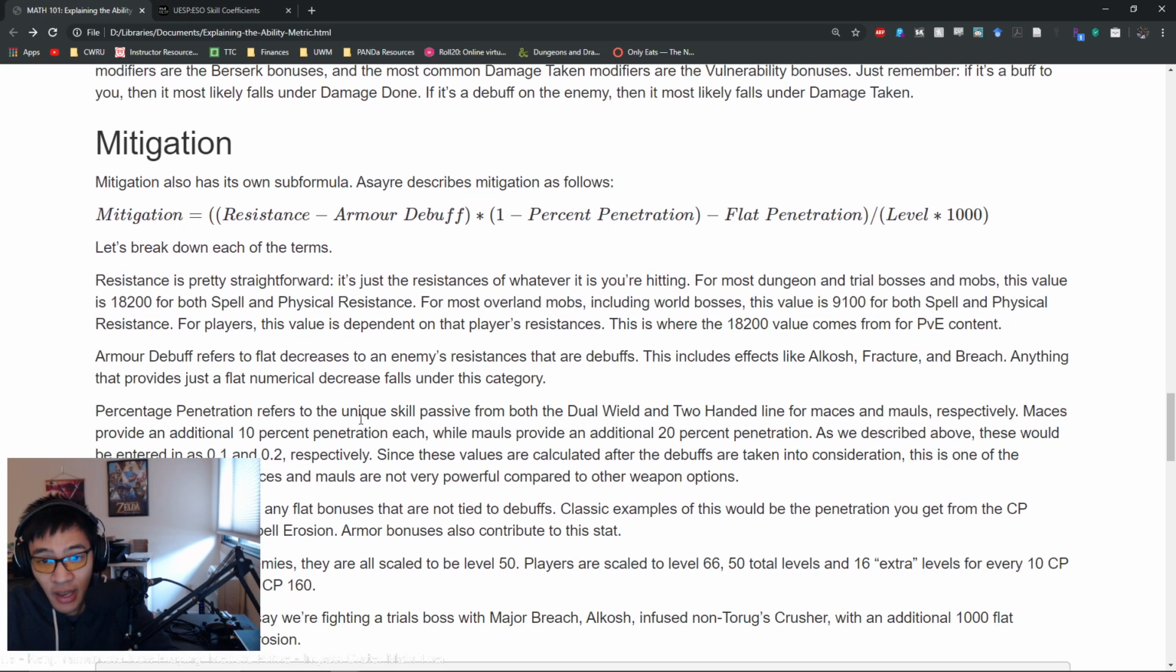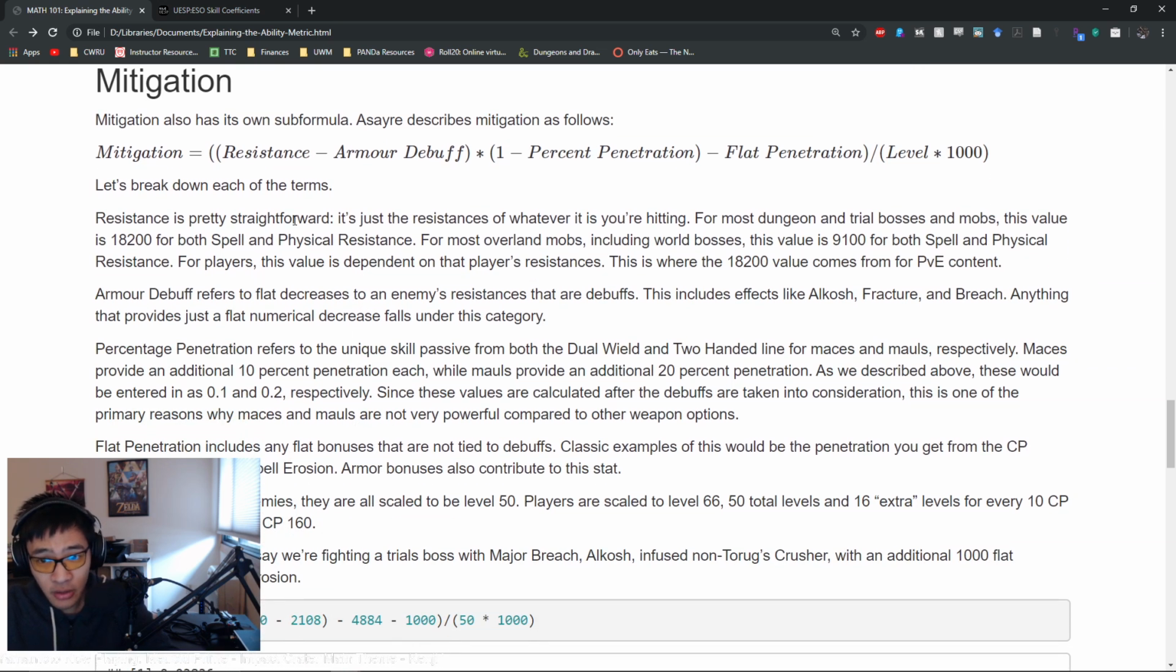The mitigation has its own sub-formula here, so this is the formula for mitigation. If we break down each of these terms, resistance is pretty straightforward. That's basically just the resistance of whatever it is you're hitting. So for PvP, it'd be whatever your physical or spell resistance is. But for PvE, most dungeon and trial enemies, with the exception of Maelstrom Arena, have a value of 18,200 for both spell and physical resistance. For most overland enemies, which also includes world bosses, that value is halved down to 9,100 instead.